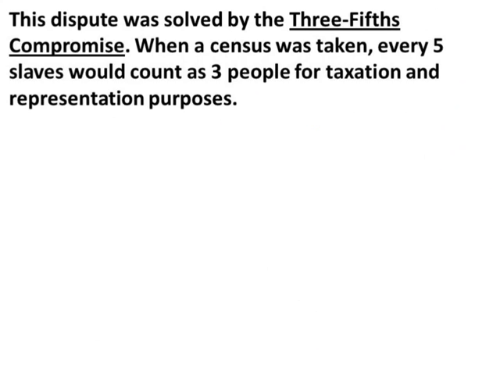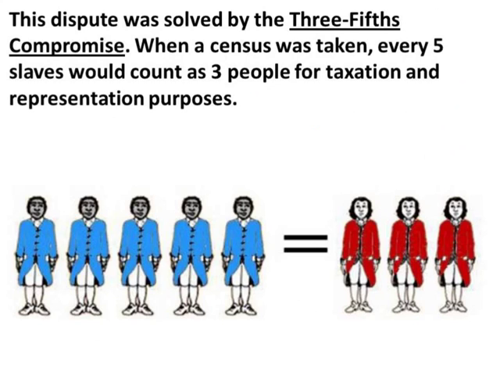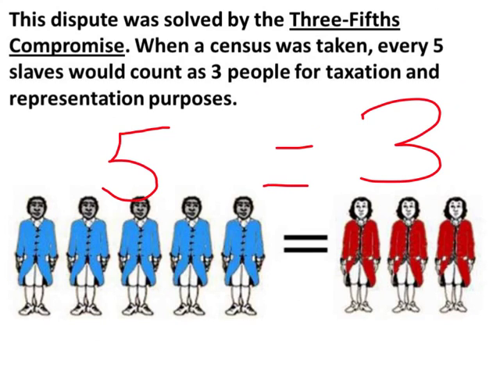This dispute was solved by the Three-Fifths Compromise. When a census was taken, every 5 slaves would count as 3 people for taxation and representation purposes. So the compromise that settled the dispute over slavery was the Three-Fifths Compromise. And the way this worked is every 5 slaves would be equal to 3 people.